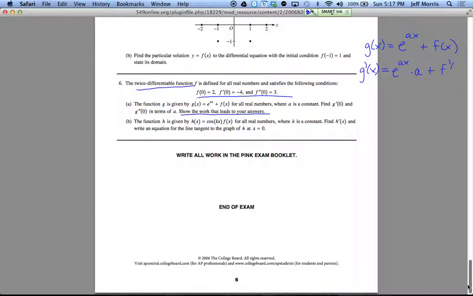I thought this was actually really good. I didn't think this was that bad. 2013 was a little harder than this one, I thought. Last year's was harder, I thought, because they did have a product rule in it. And you got to remember to factor out the e.